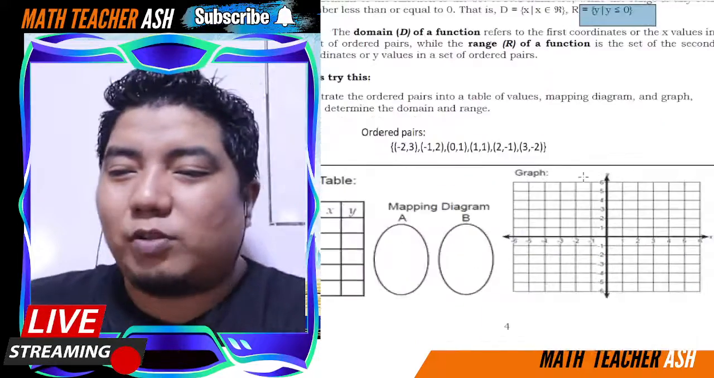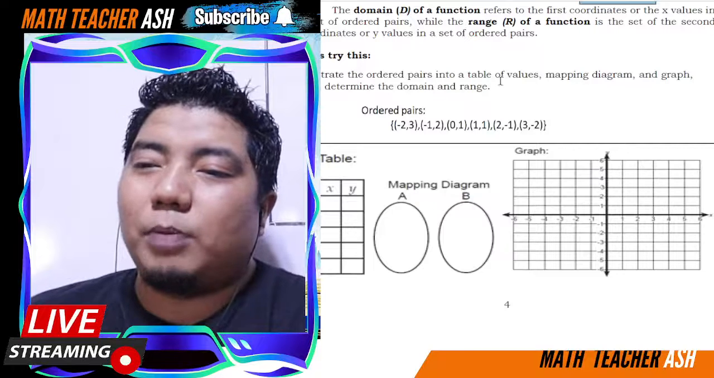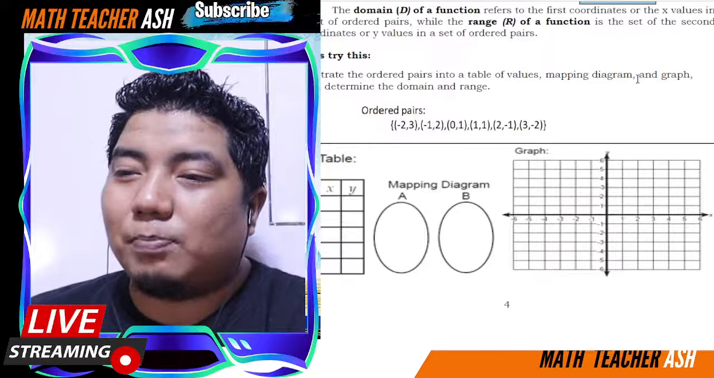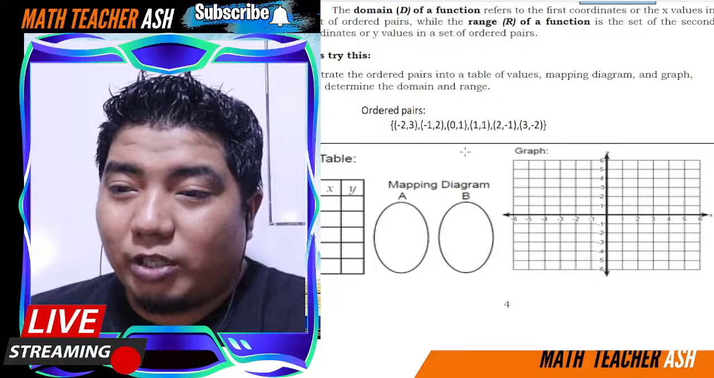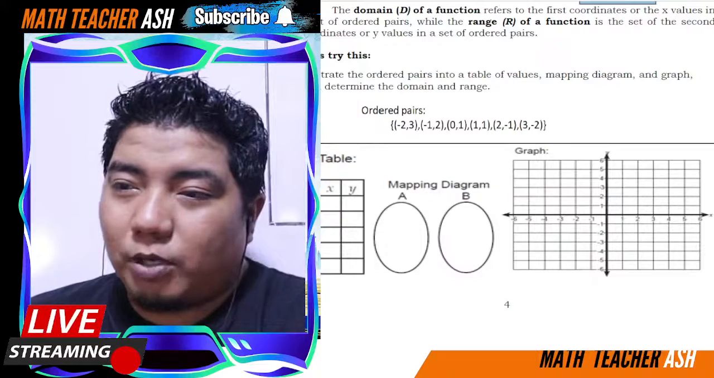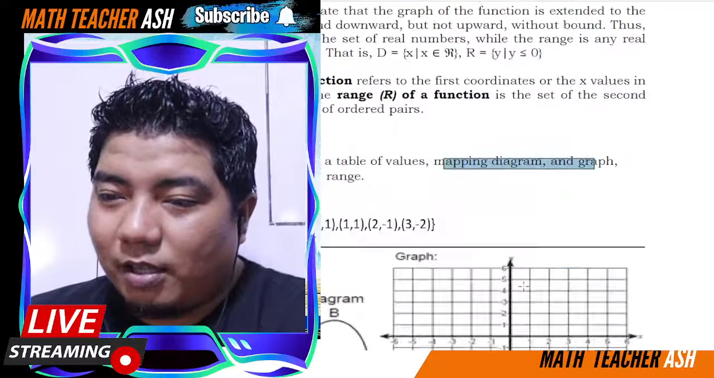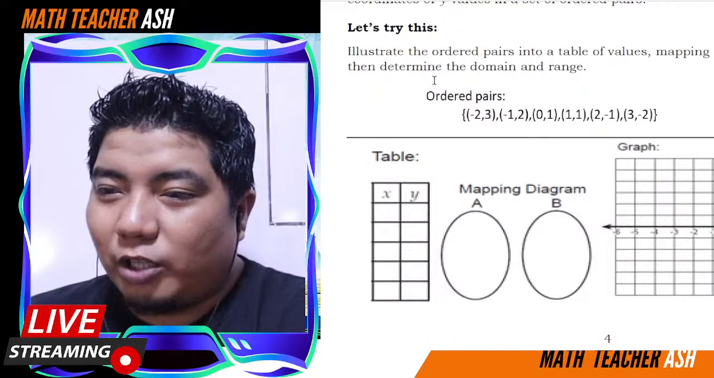Alright, so let us try this one. We have here: illustrate the ordered pairs into tables of values, mapping diagram, and graph. So, start muna tayo dito. Ito yung given ordered pairs, ha? Okay, so let's start here. I hope you can focus here, okay? Ayan. So, ito yung given natin.